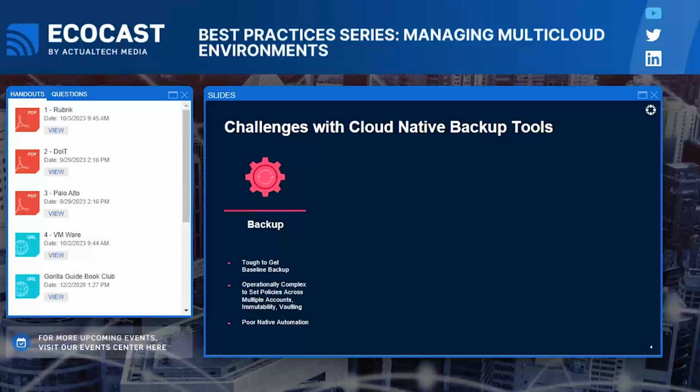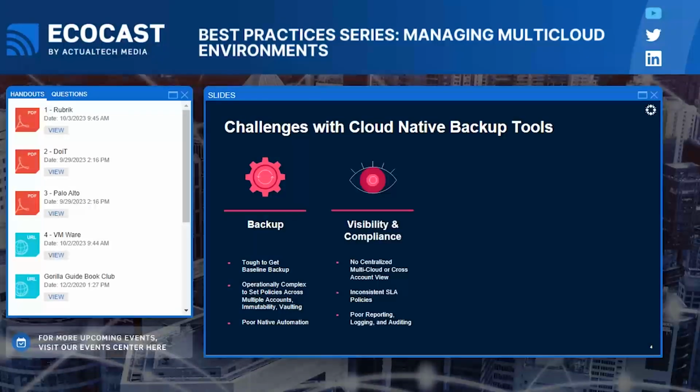deal with. And then something else is visibility and control, right? There's no centralized management. So if you're in AWS, you're using AWS backup. If you're using Azure, you're using Azure backup. So none of this talks to each other. And there's inconsistent SLA policies, poor reporting across the board. So it's really challenging to report to auditors or to your risk management team on essentially what's being backed up and what's failing.